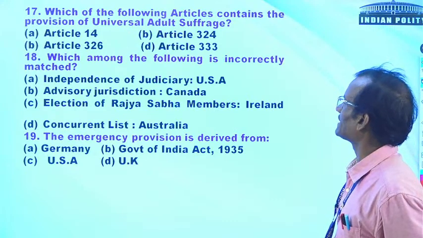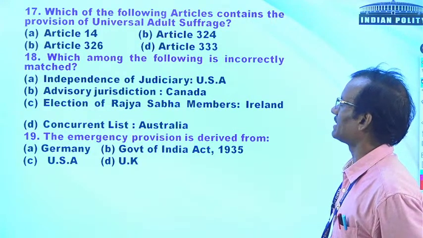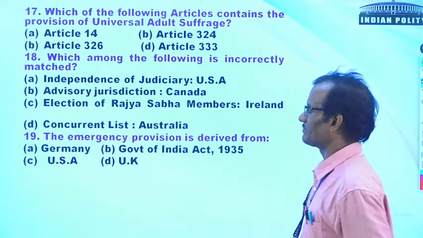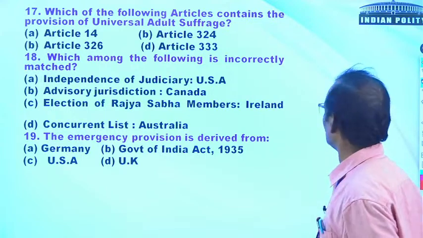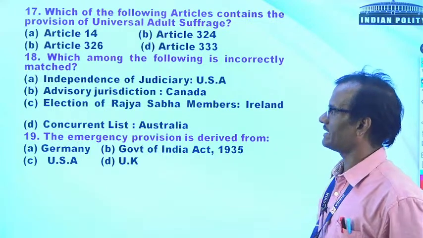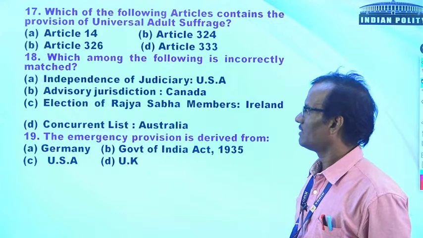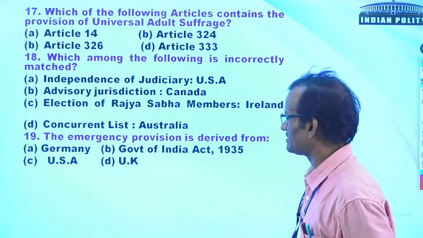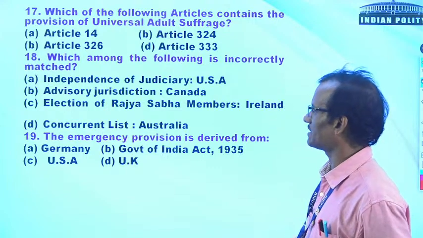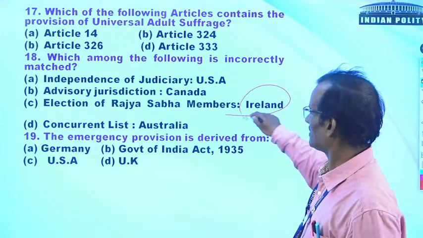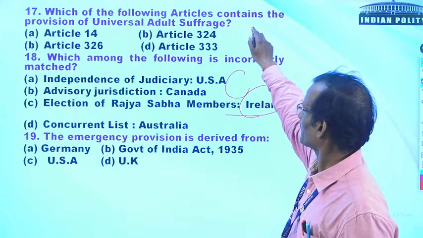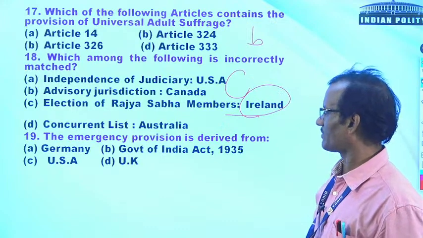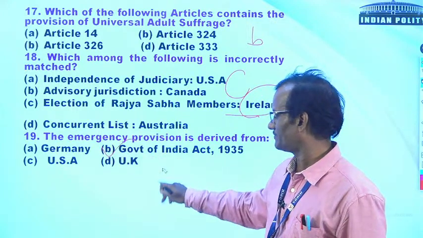Which of the following articles contains the provision of universal adult suffrage, that we have already discussed? So 326, answer B. Which among the following is incorrectly matched? Independent judiciary USA, advisory jurisdiction Canada, election of Rajya Sabha members Ireland, concurrent list Australia. So election of members is from South Africa, we have discussed, C. Concurrent list Australia, the emergency provision is derived from the Government of India Act 1935, B.